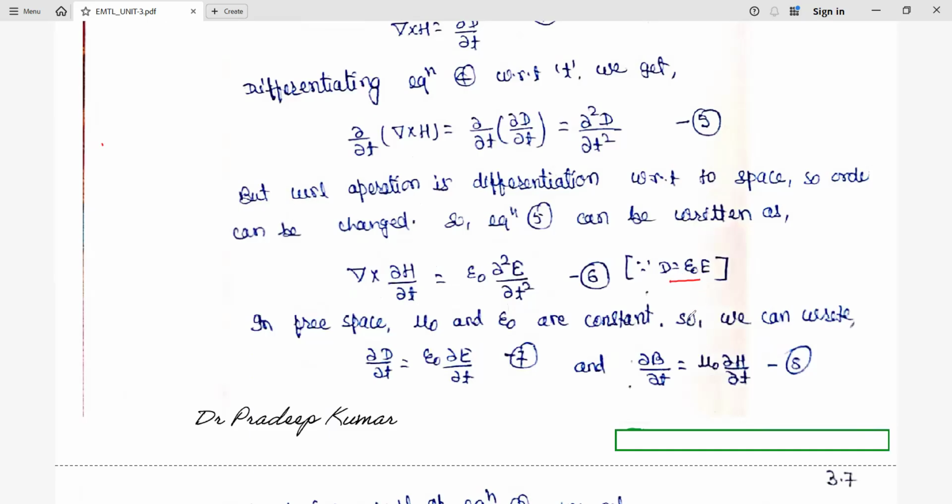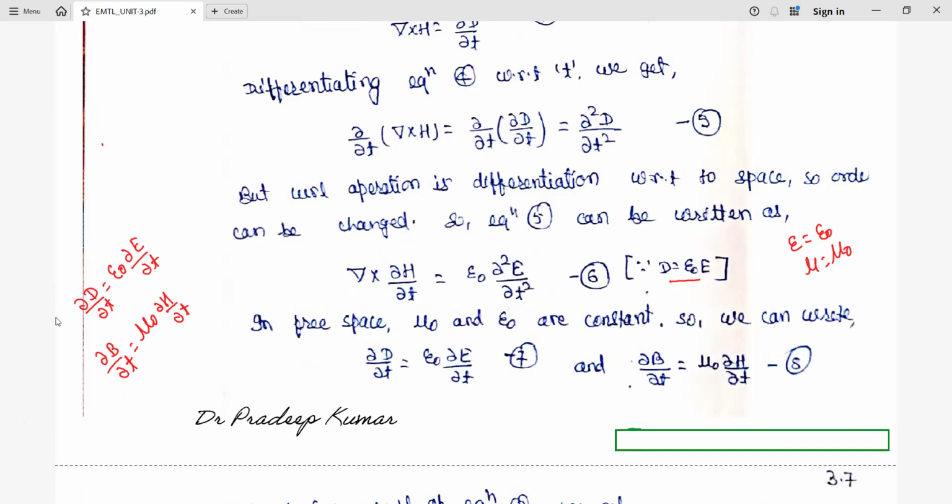So free space is also called a perfect dielectric. In case of free space, we have epsilon as epsilon naught and mu as mu naught. So finally, in case of free space, it is the same situation. Now the electric flux density dou D by dou t can be written as epsilon naught dou E by dou t, whereas the magnetic flux density dou B by dou t can be written as mu naught dou H by dou t. So like this, we are able to get equation 8 here.